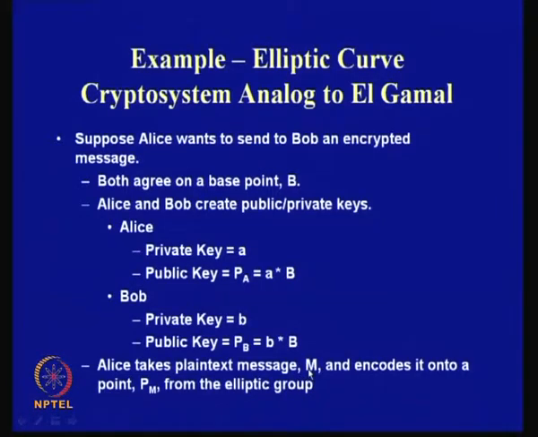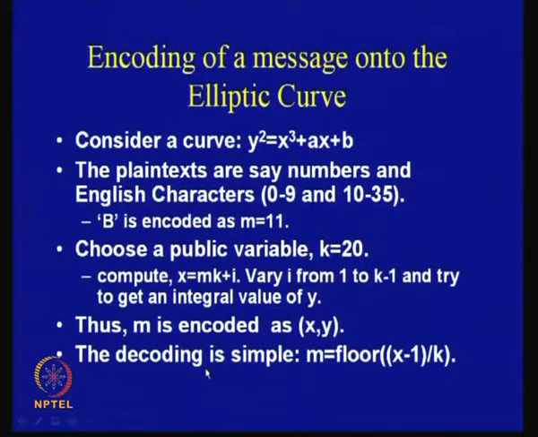So, the first thing is that we can assume somebody can encode this m into a point on the curve. Obviously one may ask how we take this message m and encode it into the point Pm. There are various ways to do so, but one very simple technique is shown here. You consider this curve y square equal to x cube plus ax plus b.